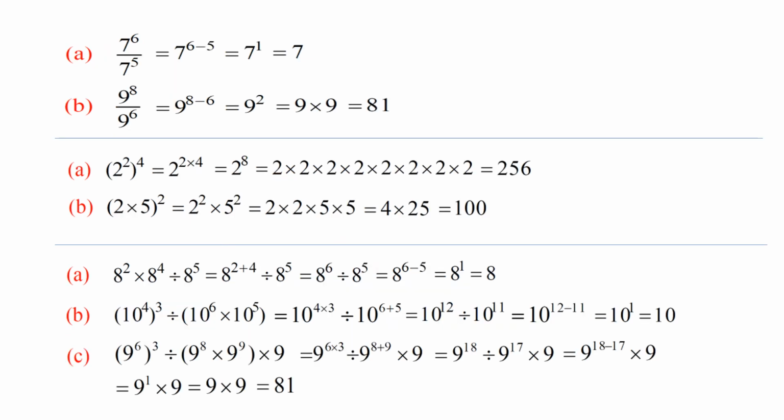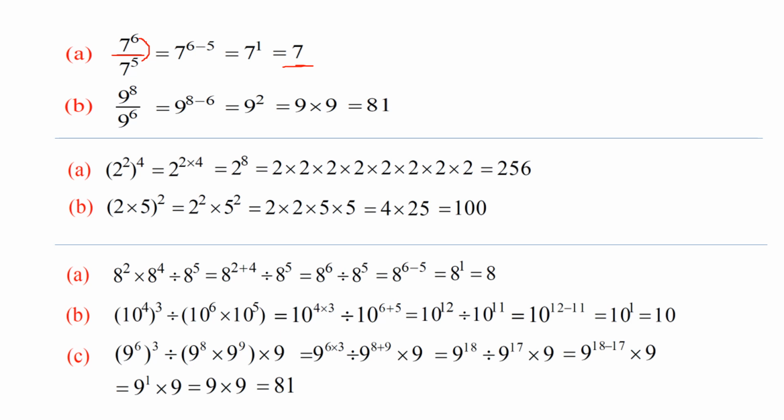The next one, 7 power 6 divided by 7 power 5. For this case, 6 minus 5, because for division, it is the power of the numerator minus the power of the denominator. 6 minus 5 will be 1. So 7 power 1 is 7. And the same rule applies for this case. 8 minus 6 is 2. So 9 power 2 is 81.